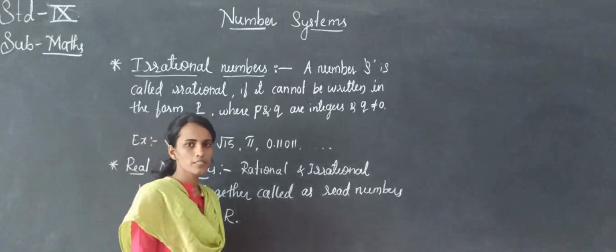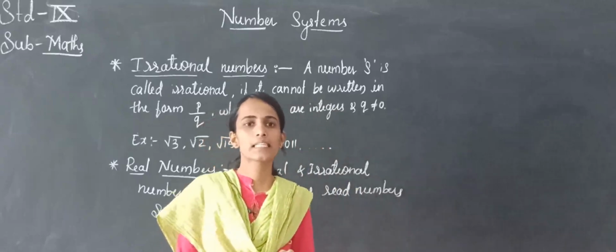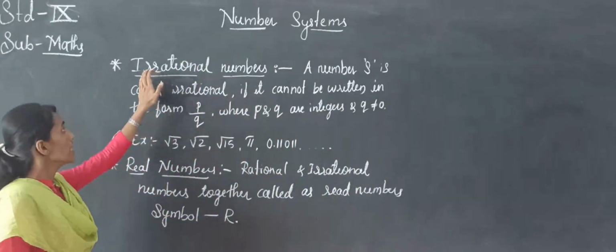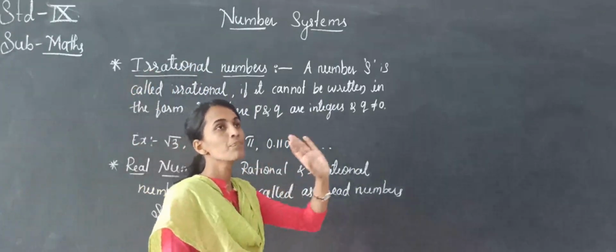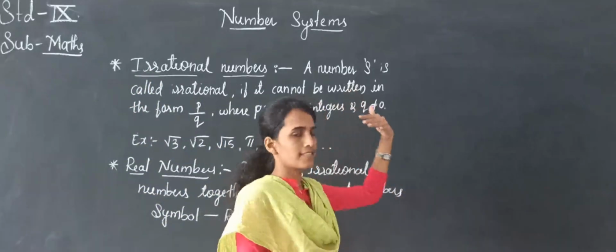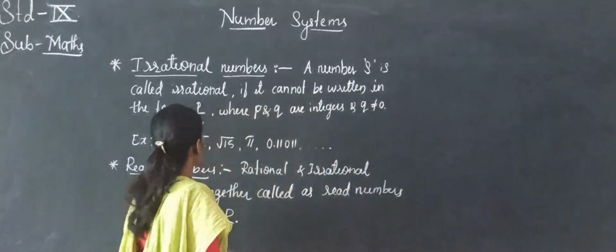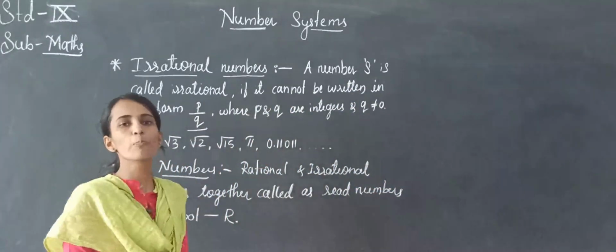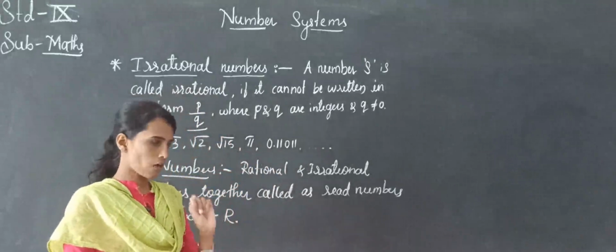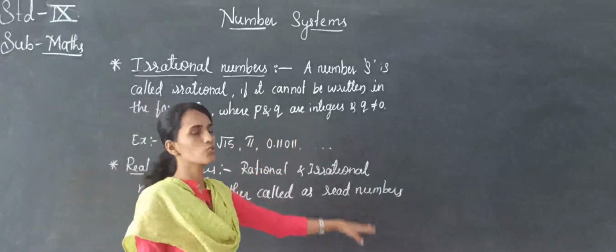We know the rational numbers are the numbers which we can write in the form of p by q, where p and q are integers and q is not equal to 0. Those numbers we call rational numbers. Irrational numbers are numbers which cannot be written in the form of p by q. The numbers which we can't write in the form of p by q are called irrational numbers, under the condition that p and q are integers and q does not equal 0.